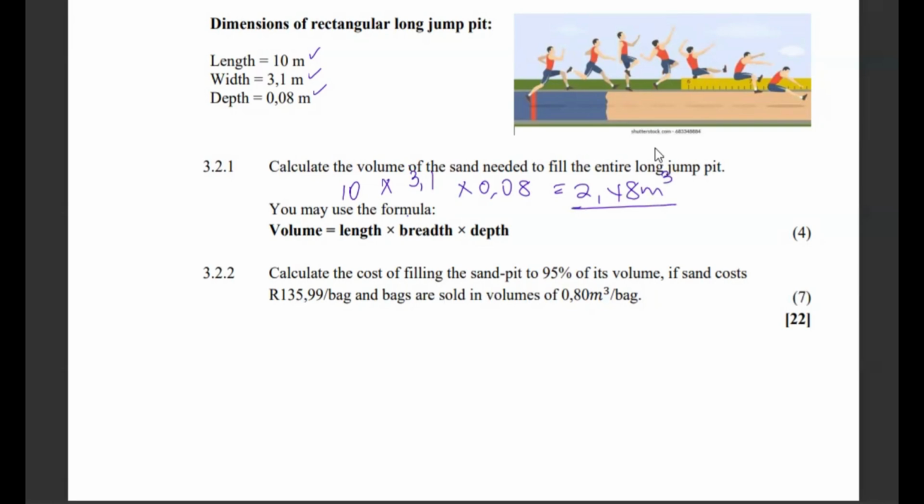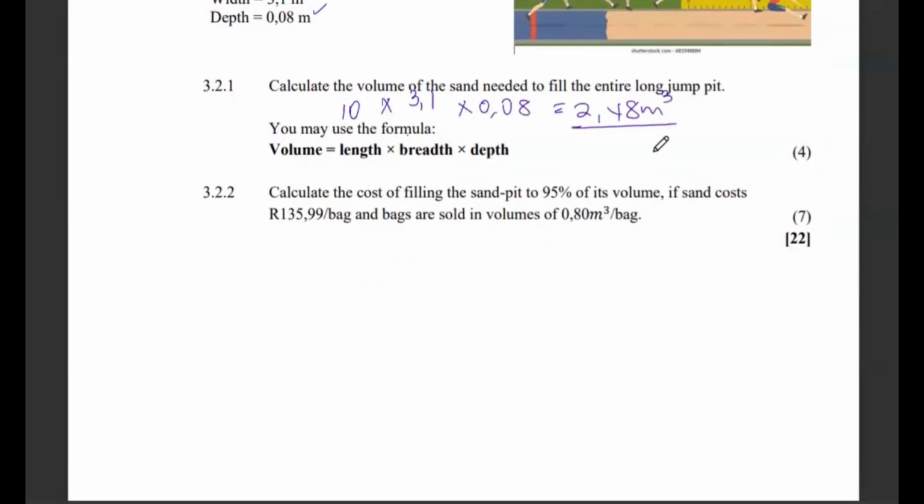Calculate the cost of filling the sand pit to 95% of the volume with sand. The sand costs 135 per bag. So they're telling us only 1 bag covers this much area. So we shall say, first and foremost, look for the volume that will be covered. How do we do it? We shall look for the 95% of the volume that we just got here.